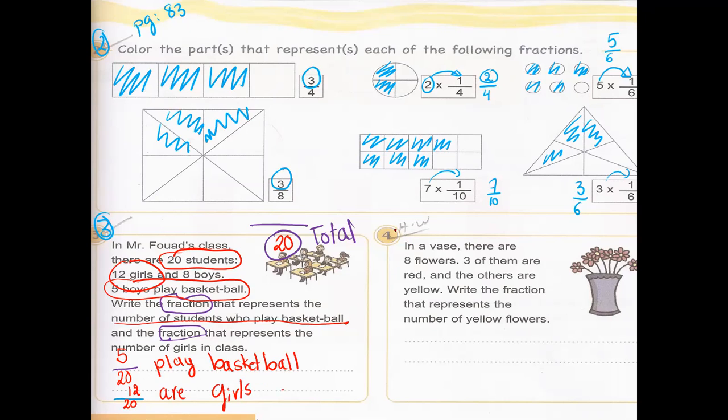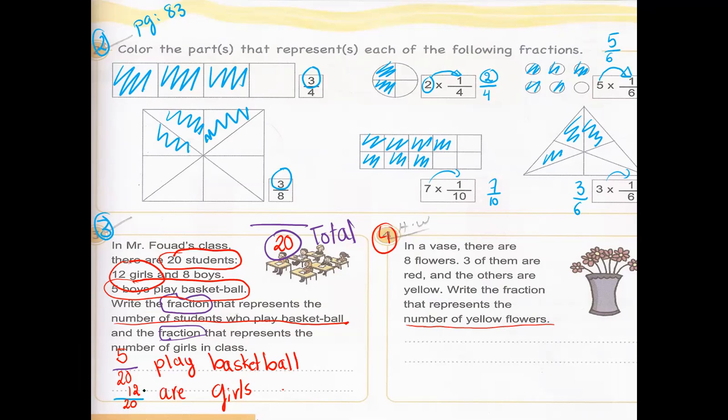Exercise 4, problem 4, the same. In a vase, there are 8 flowers. 3 of them are red and the others are yellow. Write the fraction that represents the number of yellow flowers. We will write a fraction. Before I start, I ask myself, what is the total number of flowers? Let's circle the total.